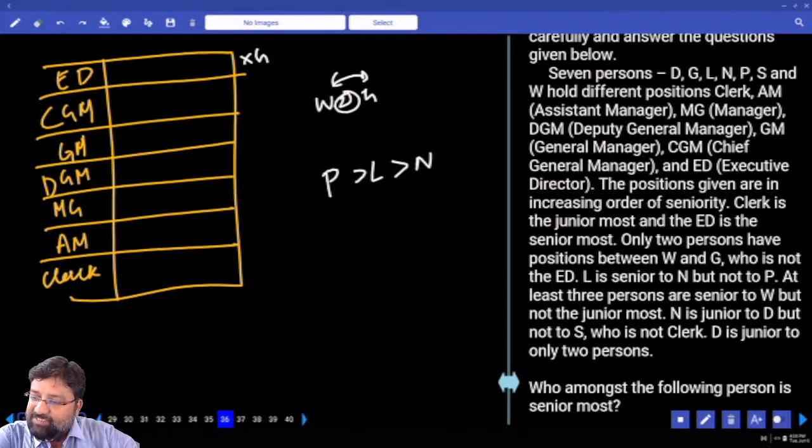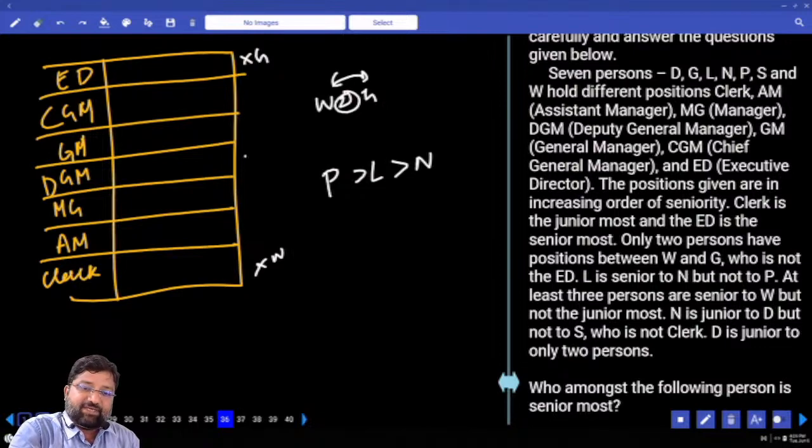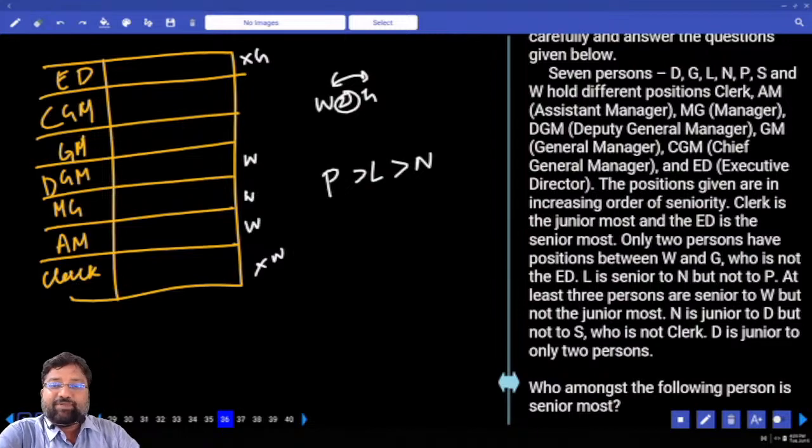At least three persons are senior to W, but W is not the junior most. At least three persons are senior to W. Maybe I can start with W here. W is MG or W is AM. How many possibilities? Three possibilities. Next line.